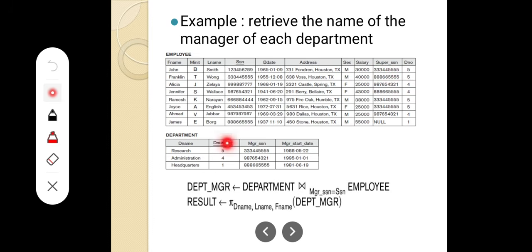Okay, from this we want to select which of the employees are managers. So look at the department table. In the department table we have attributes like department name, department number, manager SSN. Look here, manager SSN. This means that this is the SSN number of managers.